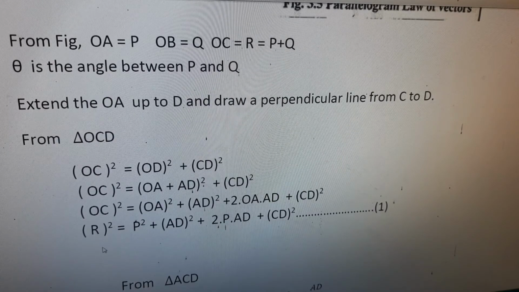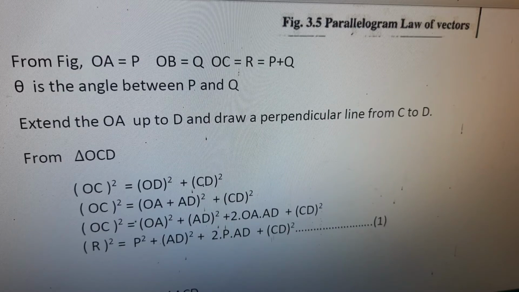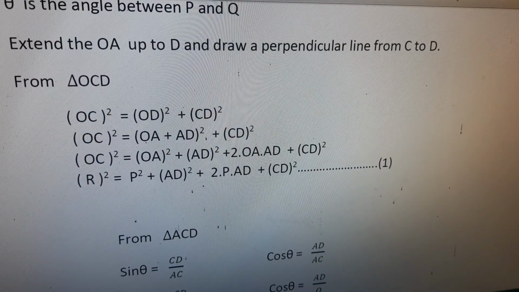Now we can substitute the known values, that OC is equal to R. So R square is equal to, OA is equal to P, so P square plus AD square, AD is the unknown value, plus 2 P AD, plus CD square. This is equation number 1. In equation number 1, AD and CD values we can determine by using the figure.